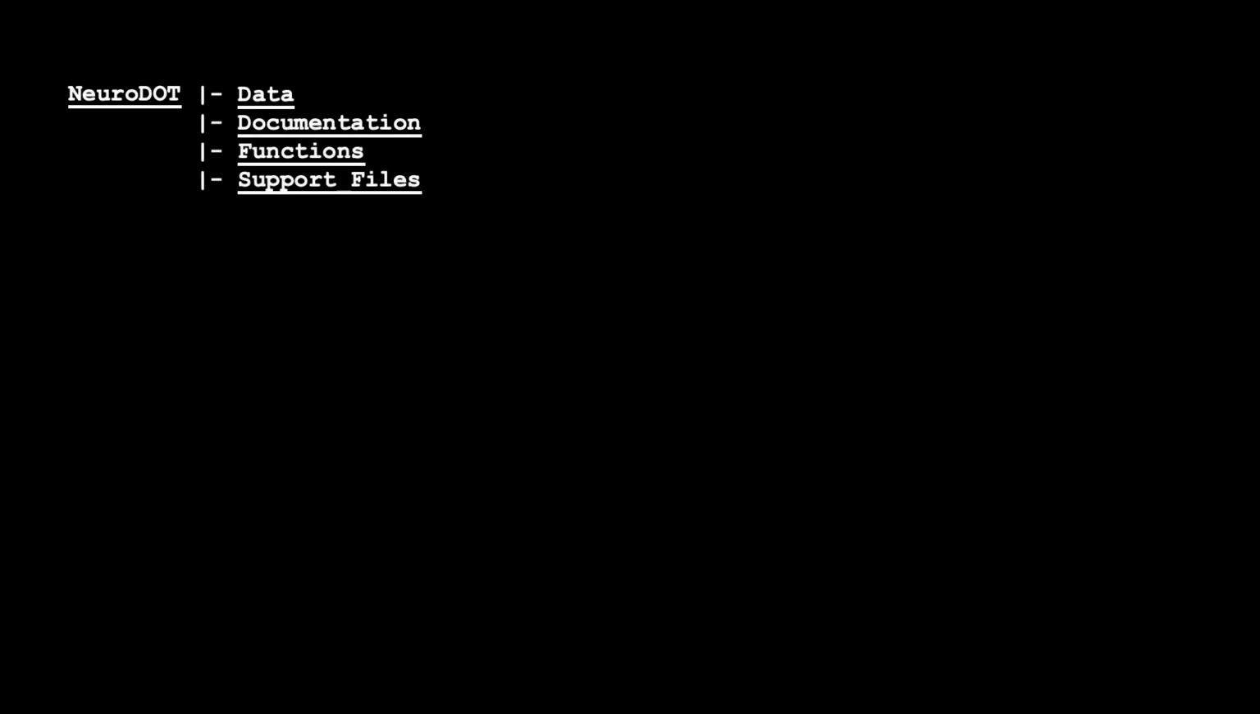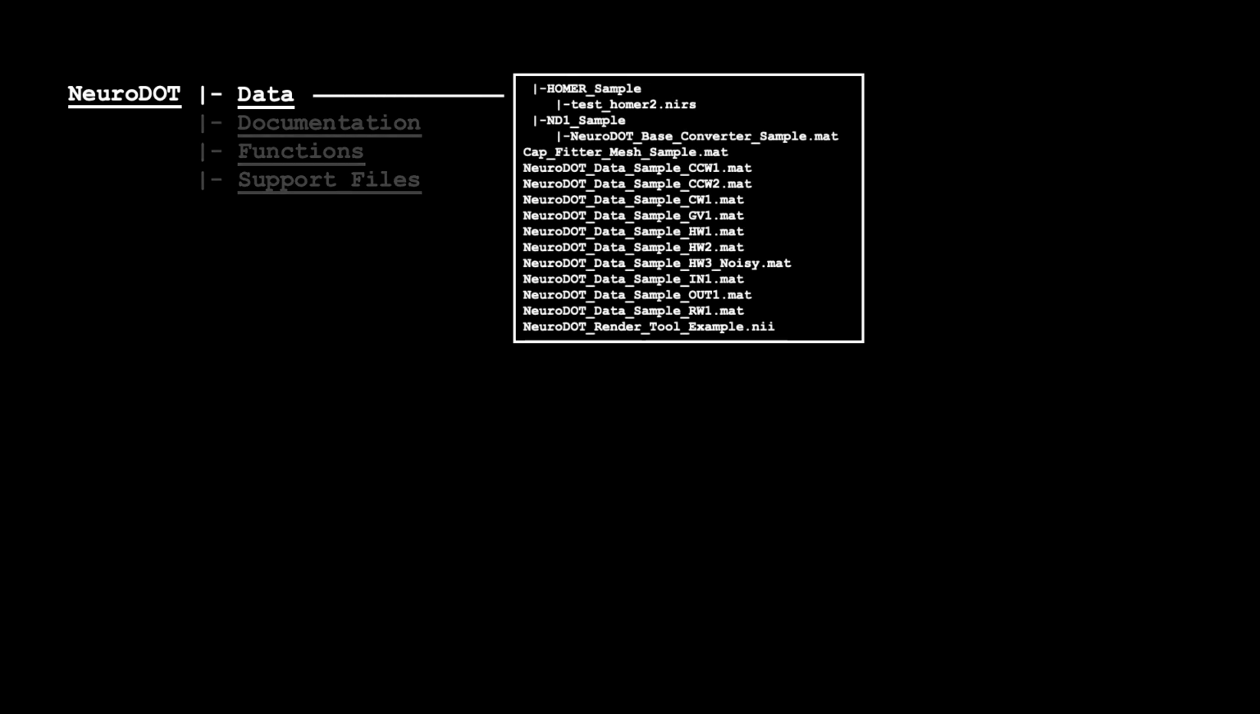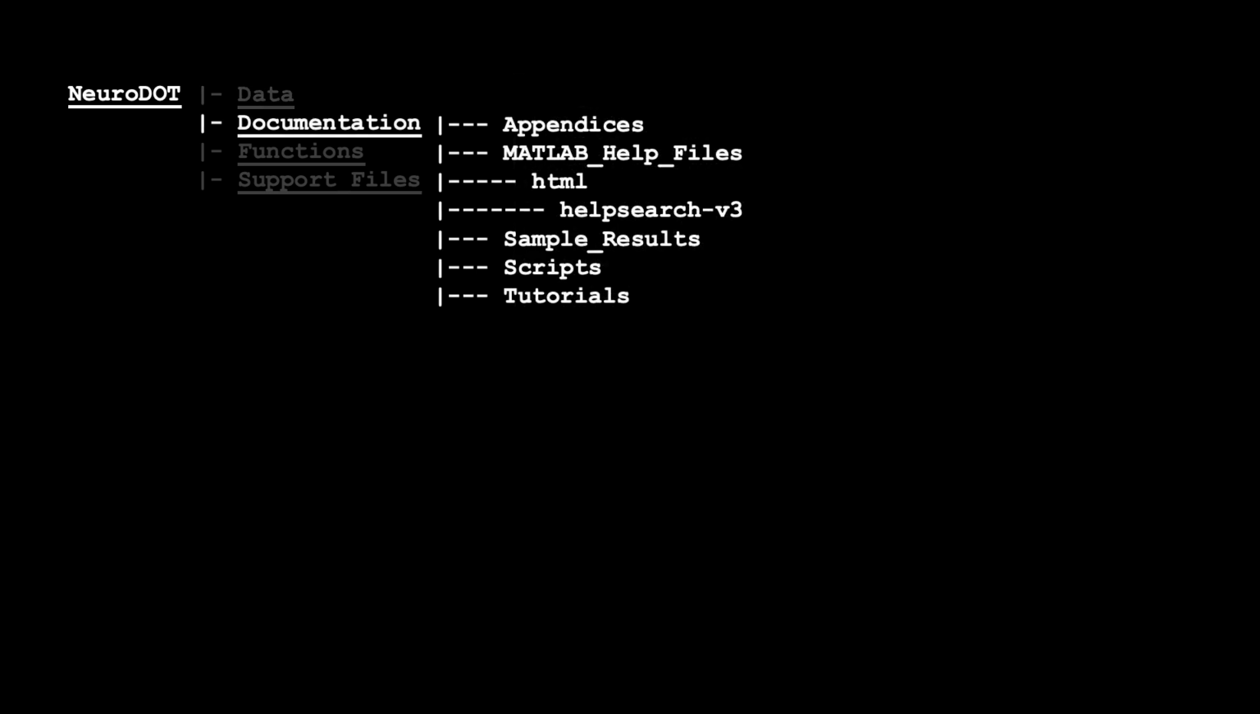After you've downloaded NeuroDOT, it's helpful to familiarize yourself with the contents. The distribution is organized into 4 top-level directories: data, documentation, functions, and support files. The data directory contains files used in the NeuroDOT tutorials. These are mostly array data that has been processed for input, but also includes a few files used in other applications. The documentation directory contains help text for a NeuroDOT function that is displayed in the command window when using the MATLAB help command.